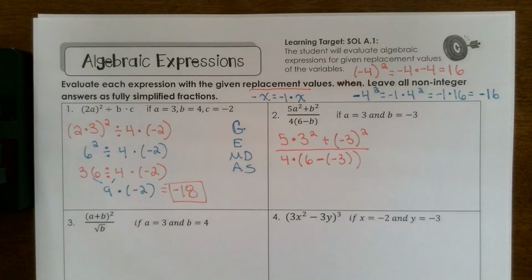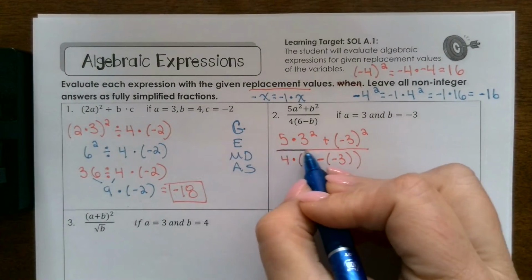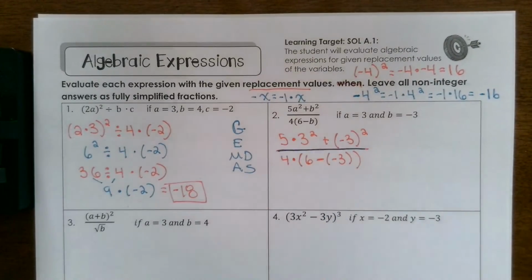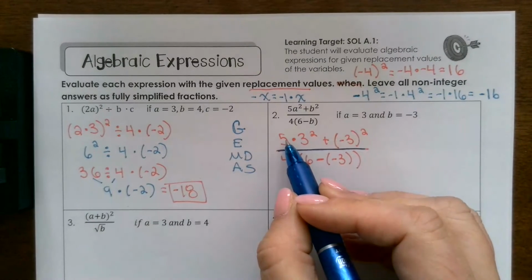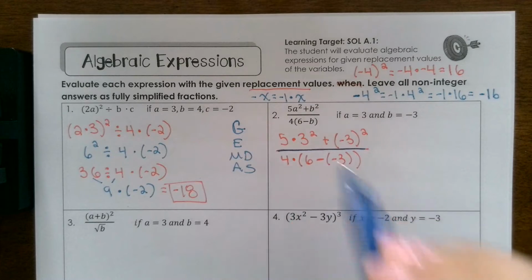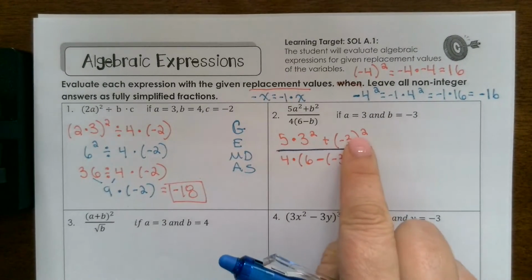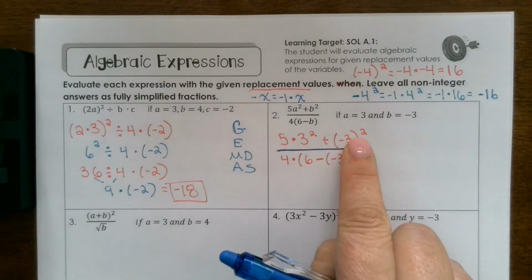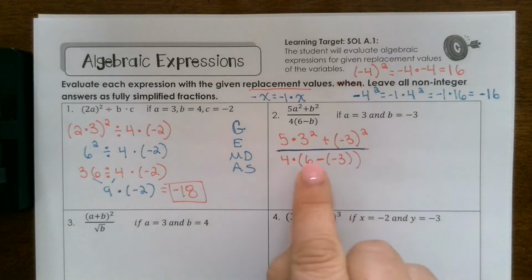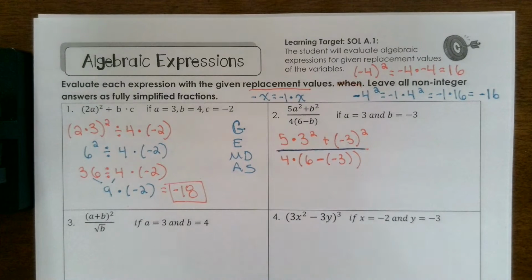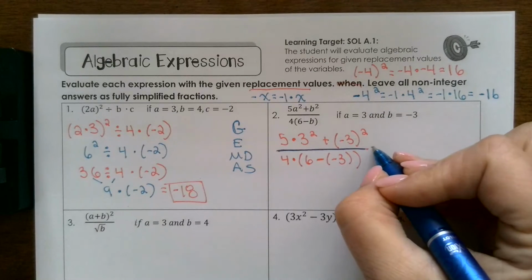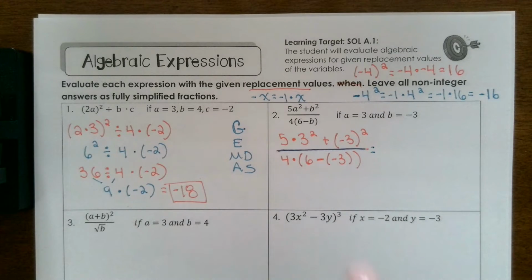So if I look back at GEMDAS, I do have a couple grouping symbols. The first one that's really important is this long fraction bar, where I have expression operations to perform on the top and on the bottom. I will completely evaluate every operation in the numerator and every operation in the denominator, and then see what type of answer I have. So let's do step 1 in the numerator.